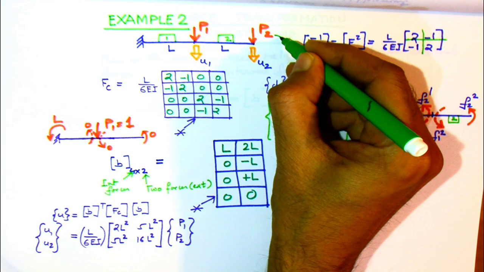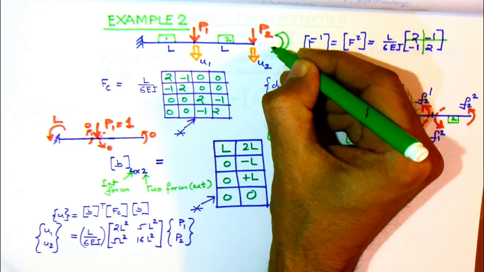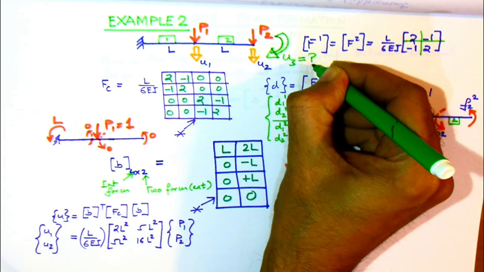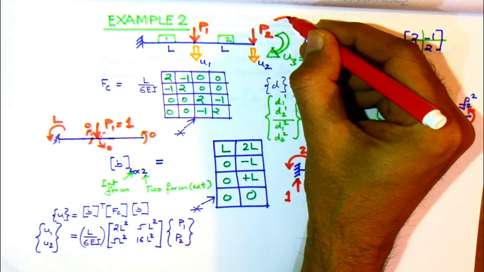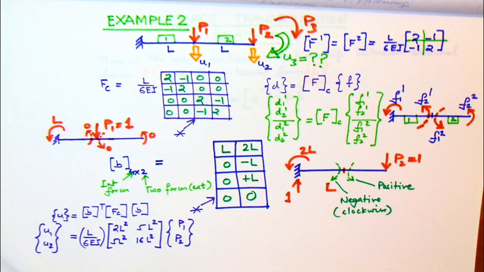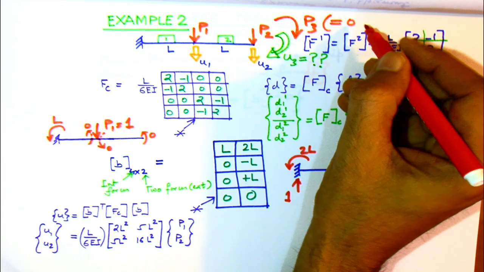Let us go a step further in this example. Suppose we had also desired the end rotation, which let's say we denote by symbol U3. Then what would have been the case? How would we solve it? Now this is the force method. Here the governing quantities are the forces.